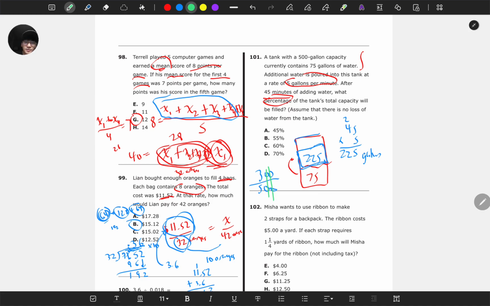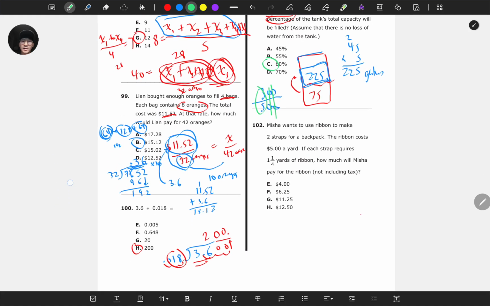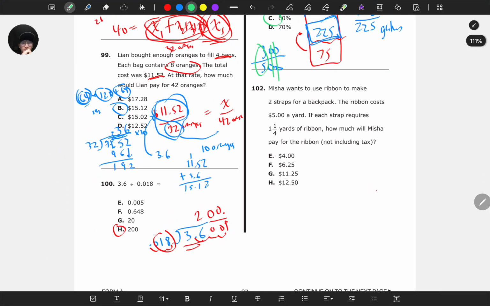2 zeros on top, and on the bottom, we cross that out. It's got to be 3/5, and you could just do 3 divided by 5, but that's a common fraction. You should know the decimal of. That's got to be 60%. C.